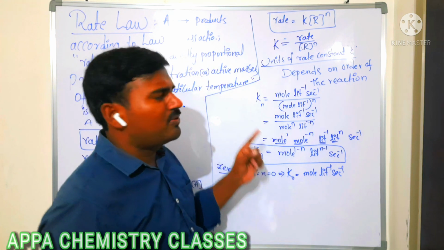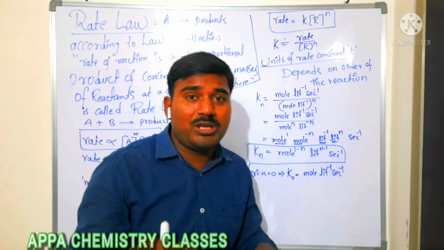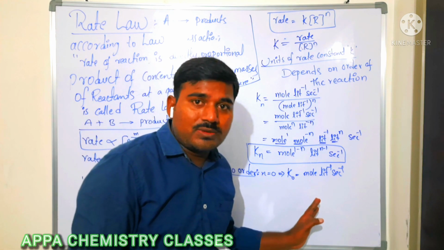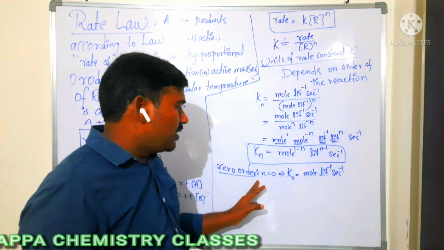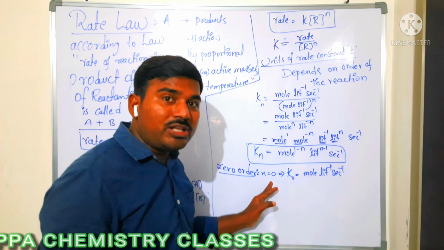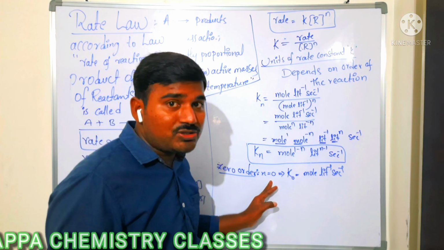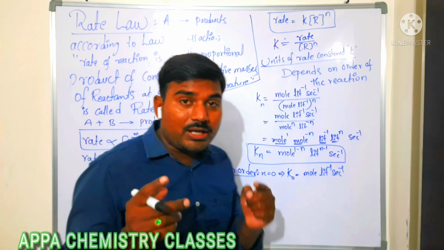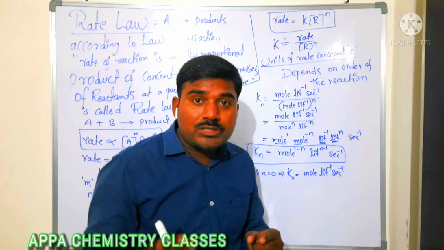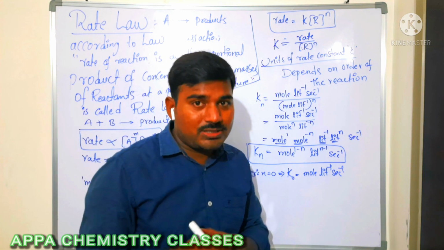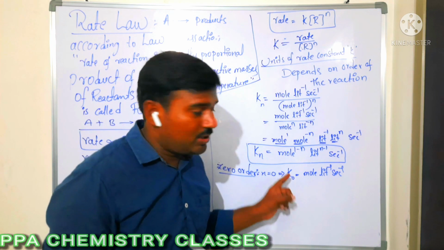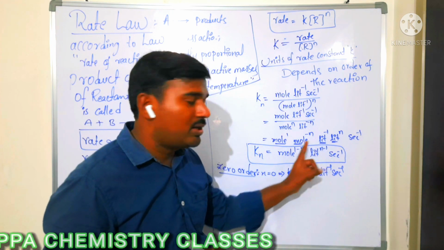In case of zero order, which is very, very important; in so many cases they ask this one. Okay? So zero order reaction, in which n is equal to 0, has one definition: the reaction in which the units of rate and rate constant are the same. That is what we call zero order reaction. K0 is equal to mole per liter per second.